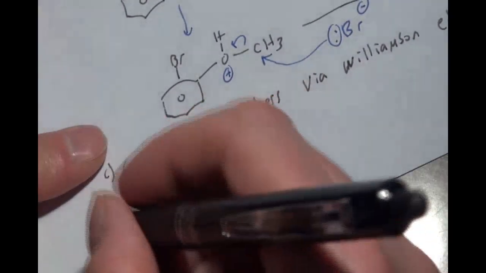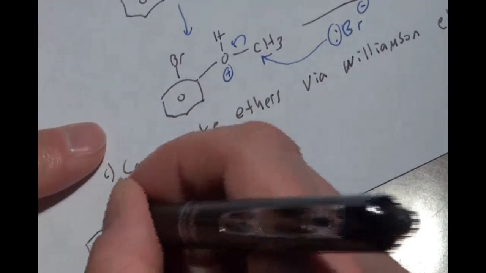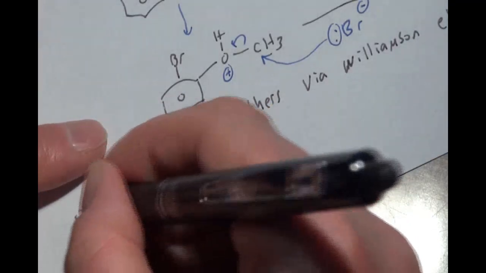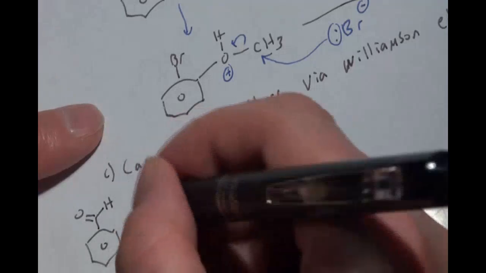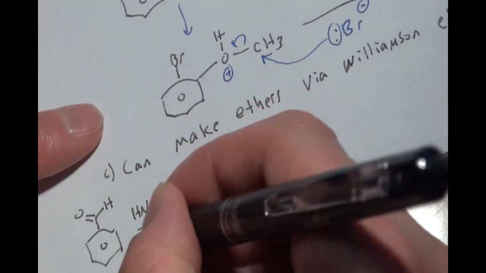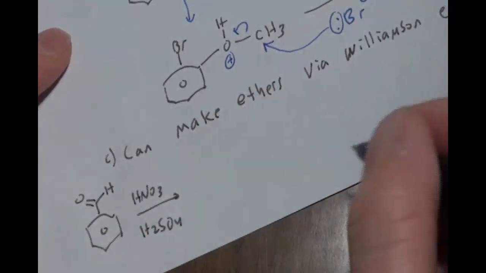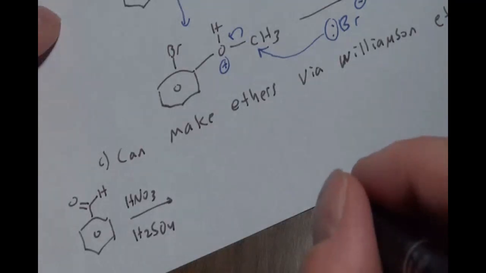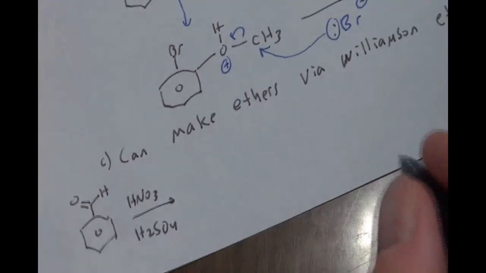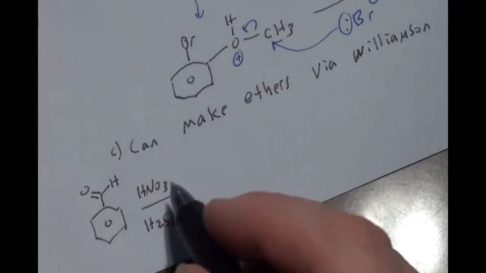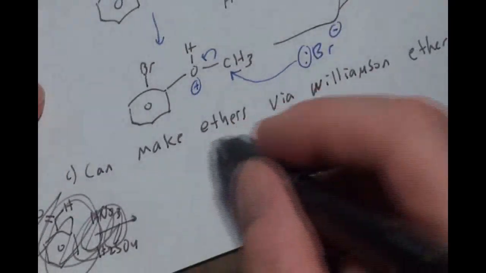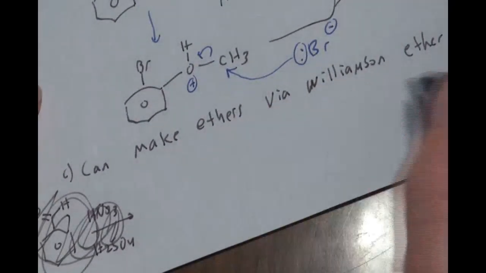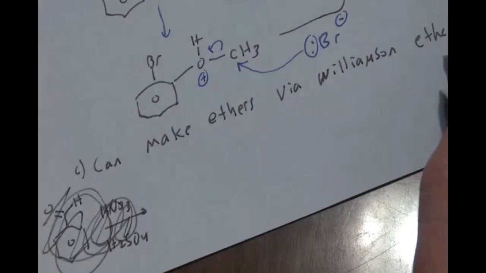Alright, so let's take benzaldehyde. And we'll nitrate it. HNO3, H2SO4. Well, actually, what I'm going to do, I'm going to turn this into a synthesis problem. So let me do that on the next page. Okay, so we'll do a Williamson ether synthesis based problem on the next page.